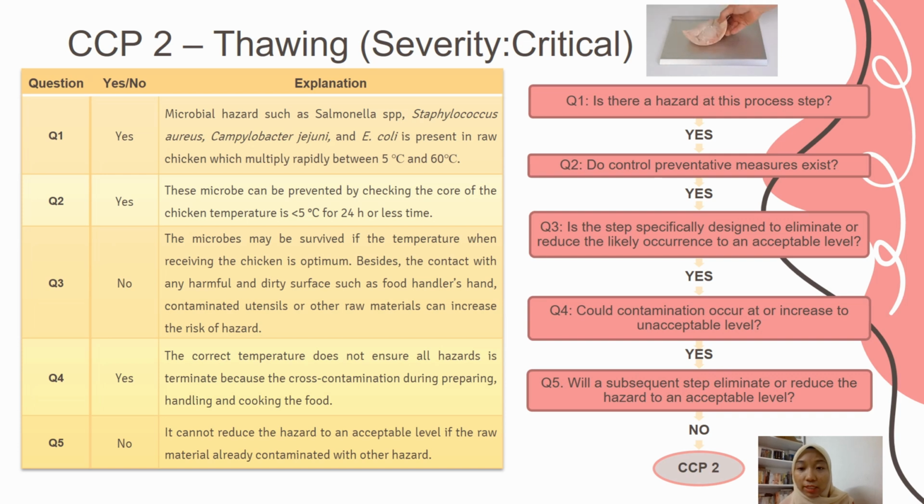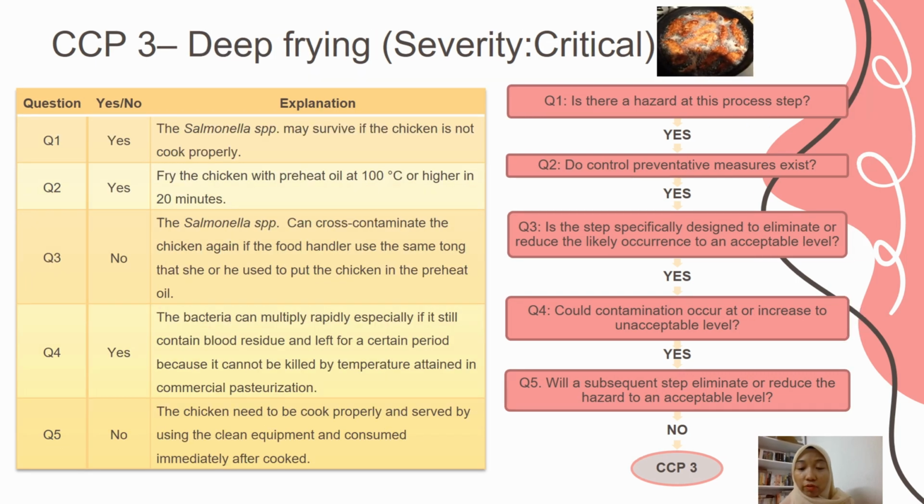The second CCP is thawing because microbial hazards such as Salmonella species are present in raw chicken and it multiplies rapidly between 5 degrees Celsius and 60 degrees Celsius. This microbe can be prevented by checking the core of the chicken temperature is below 5 degrees Celsius for 24 hours or more. For CCP3 deep frying, the Salmonella species may survive if the chicken is not cooked properly.